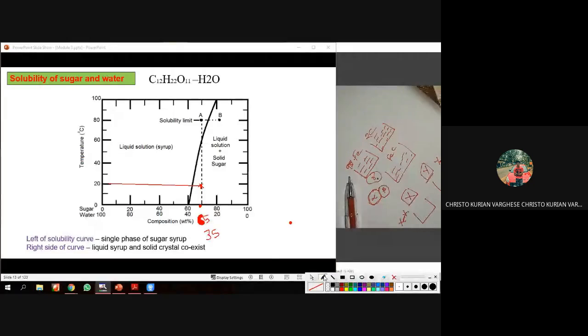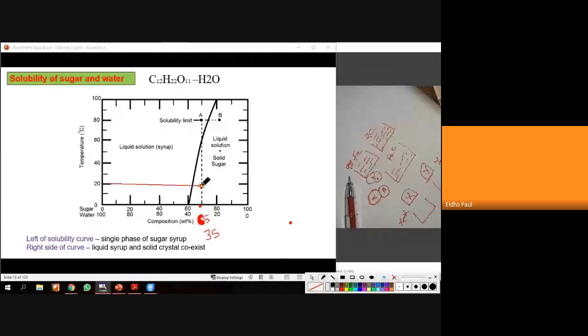Solid sugar particles. So at this point, if you take a beaker, in this beaker we can see some sugar syrup, a liquid solution, and then we can also see some sugar particles, because this is the condition of a completely saturated state. There will be some extra insoluble solid sugar segregated at the bottom of this beaker. So this is the region where we can see both liquid solution as well as solid sugar.